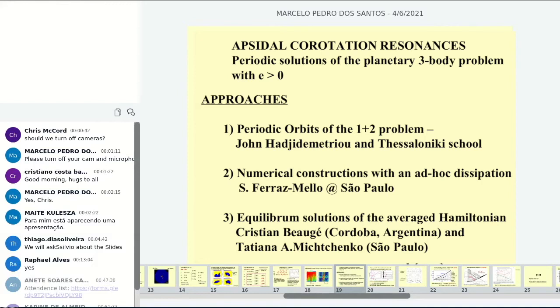And the other possibility is to construct the Hamiltonian of the system, and these periodic solutions are stationary solutions. It means equilibrium solutions of the averaged Hamiltonian. So we construct the Hamiltonian, we make the average of the Hamiltonian, and we look for the maxima and the minima of the Hamiltonian. This has been done mainly by Cristian Beaugé from Córdoba and by Tatiana Michtchenko from São Paulo. There is a small anecdote about these works.